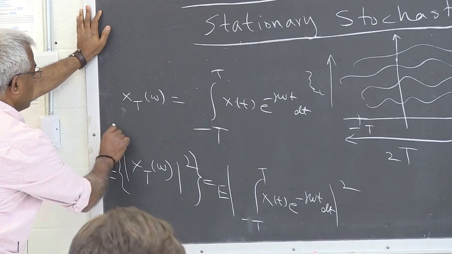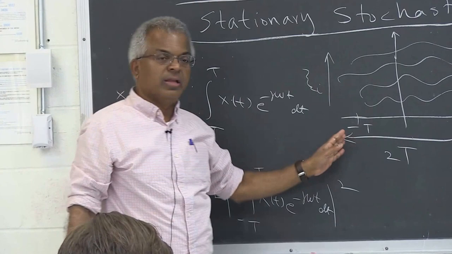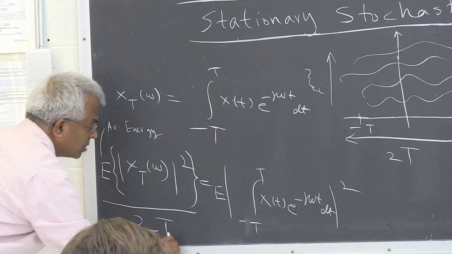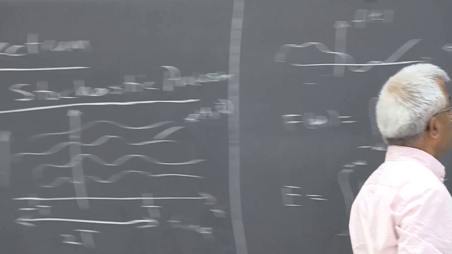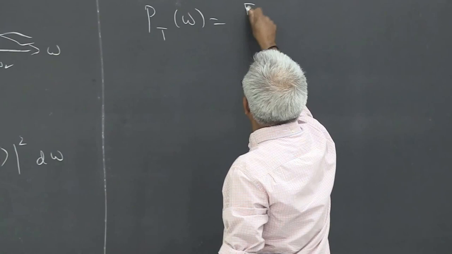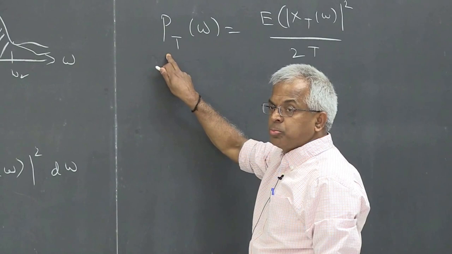And as you will see, what makes more sense is the average power. So I'm going to divide this by, remember, this was computed using information from minus t to t. So I'm going to divide by the duration, 1 over 2t. Let me rewrite this there. So I'm going to call this P_T(omega), which is expected value of |X_T(omega)| squared divided by T. This P is for power. So this is the average power computed over the duration minus T to plus T.